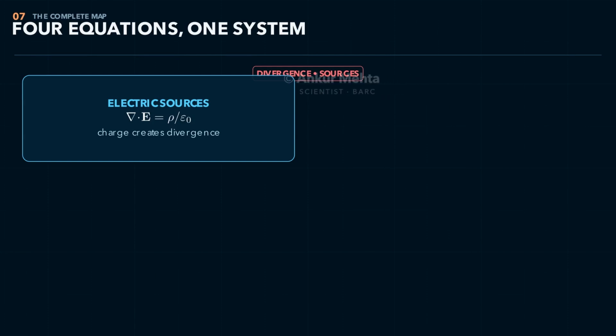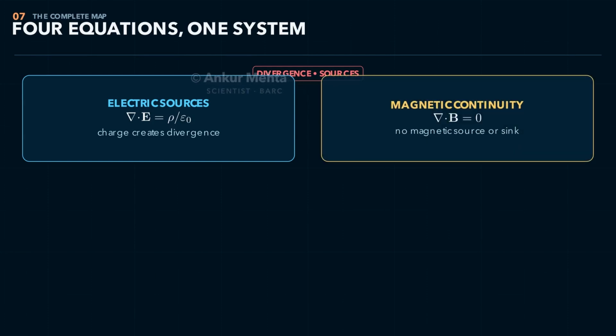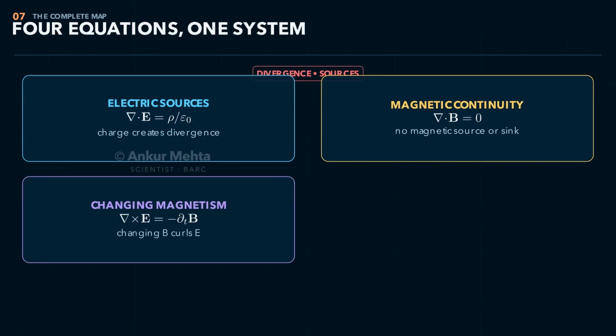Third, a changing magnetic field creates a circulating electric field. Fourth, electric current and a changing electric field create a circulating magnetic field. The first two equations describe sources. The second pair describes circulation and time.